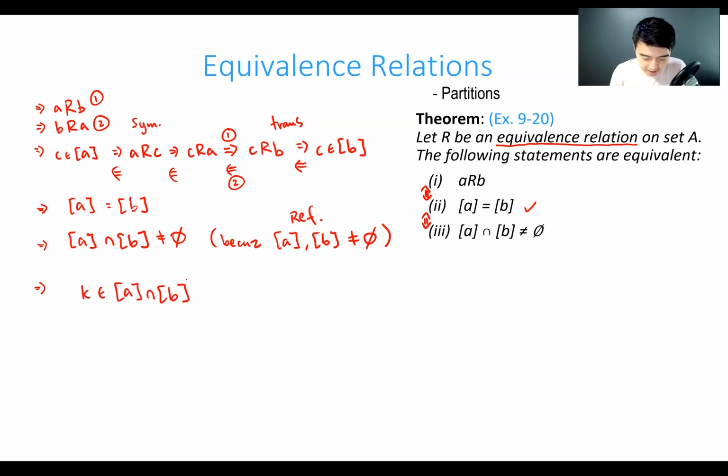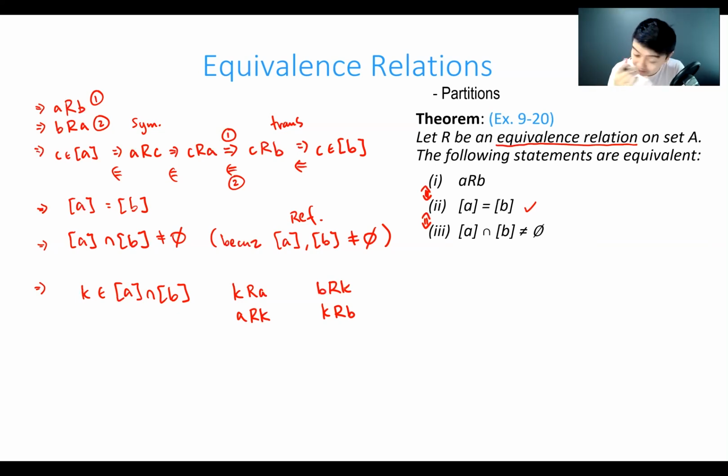Okay, so let K be an element that is in the intersection of these two. What that would mean is that I can write four statements that are true. K must be related to A, A must be related to K, B must be related to K, and K must be related to B. So these four statements are all true just because I know that K is in the intersection of the equivalence classes of A and B.